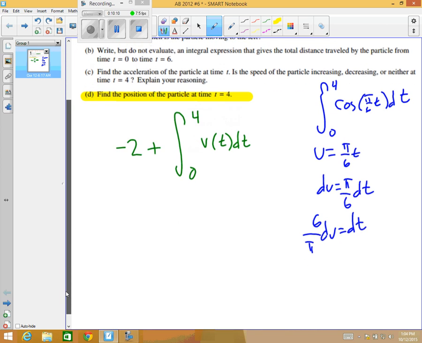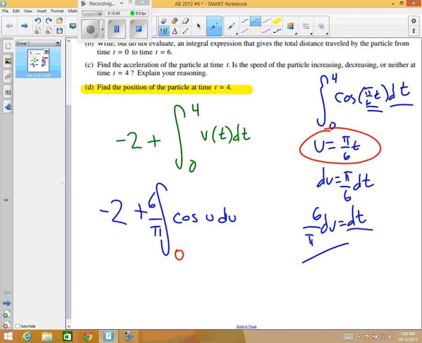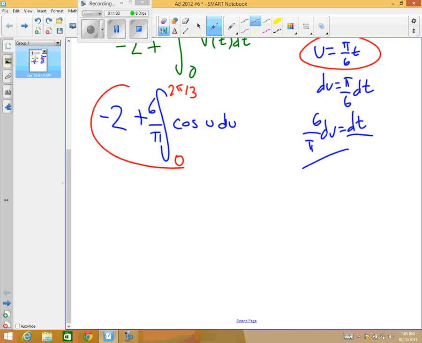I can say -2 plus, I'm going to hold off on putting numbers up there. dt gets replaced with 6 over pi du. Pi over 6 t gets replaced with u. I held off on putting in my limits because they're not 0 and 4 anymore. I have to use my u to figure out new values. Plug 0 into that and I end up with 0. Plug 4 into that, I get 4 pi over 6, or 2 pi over 3. Now I don't have to go back and use the t at all anymore. I just have to evaluate this and I'll be done. Fortunately, that's not a bad antiderivative. -2 plus 6 over pi sine u evaluated from 0 to 2 pi over 3.